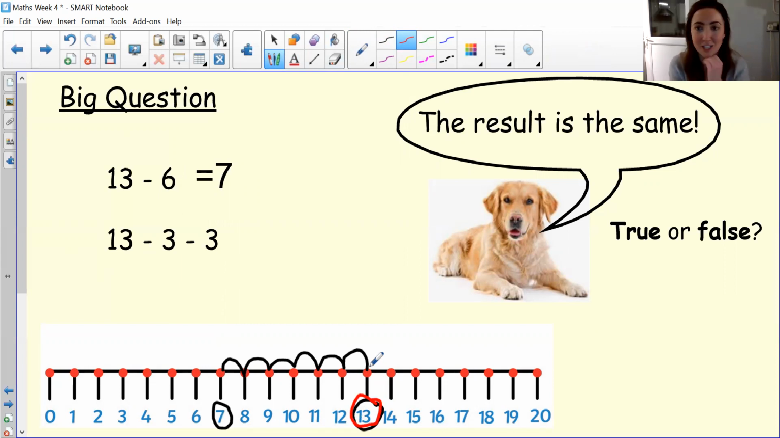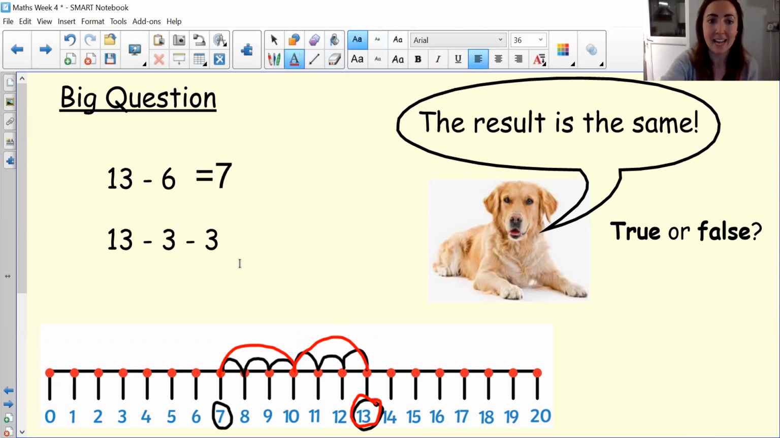Has anyone else noticed what she's doing here? Similar to what we did last lesson, she has jumped back to 10 to make it easier. So she's done 3 jumps to 10 and then another 3 jumps, 1, 2, 3, to get back to 7. So 13 take away 6 is the same as 13 take away 3 take away 3. They both equal 7. It's just 2 different ways of working out the same problem.